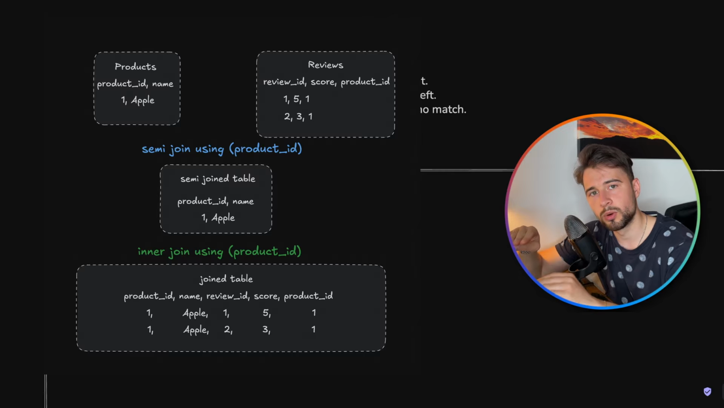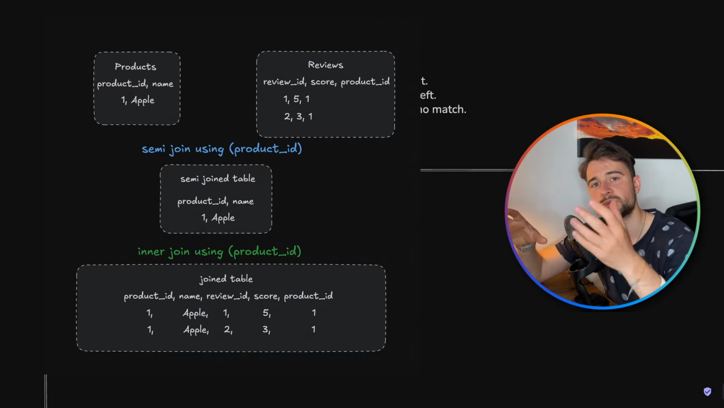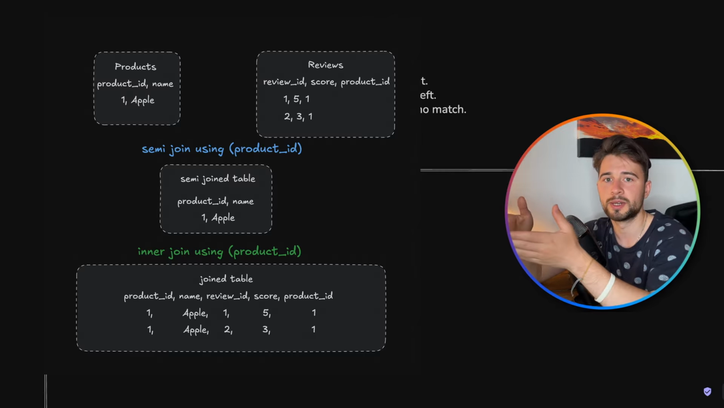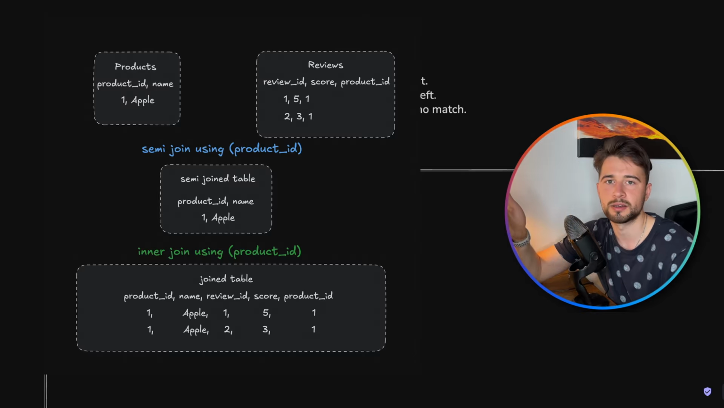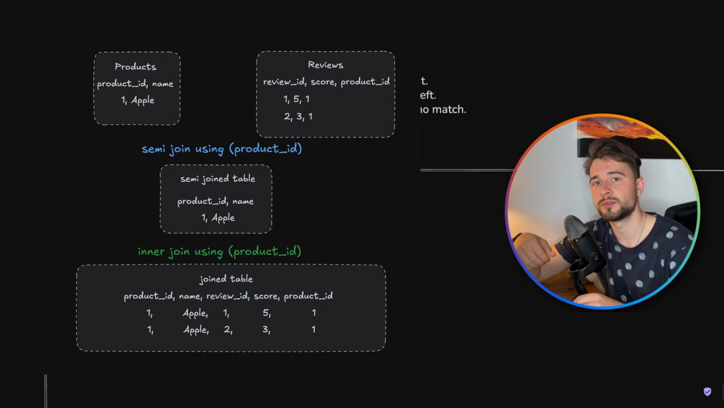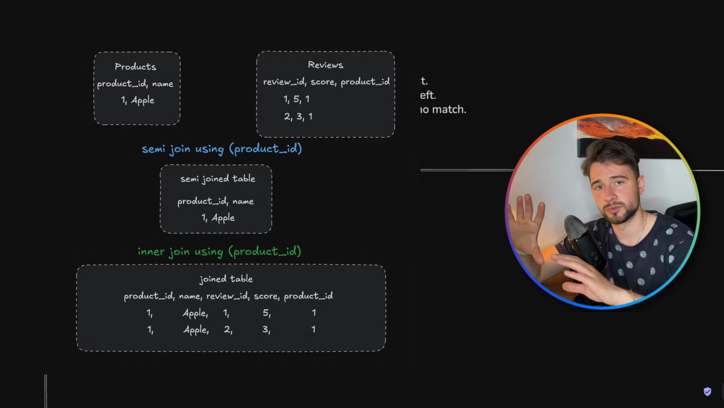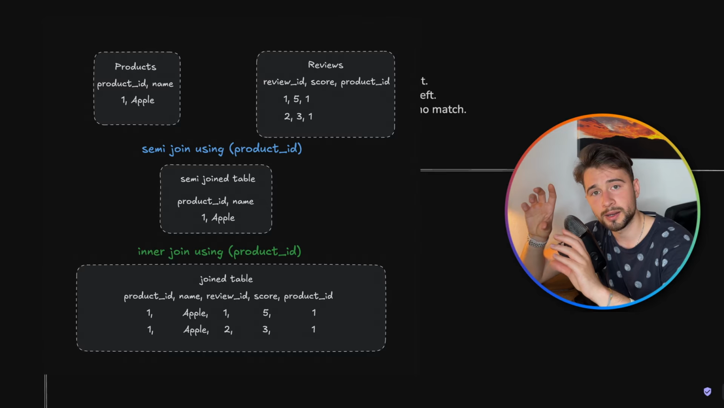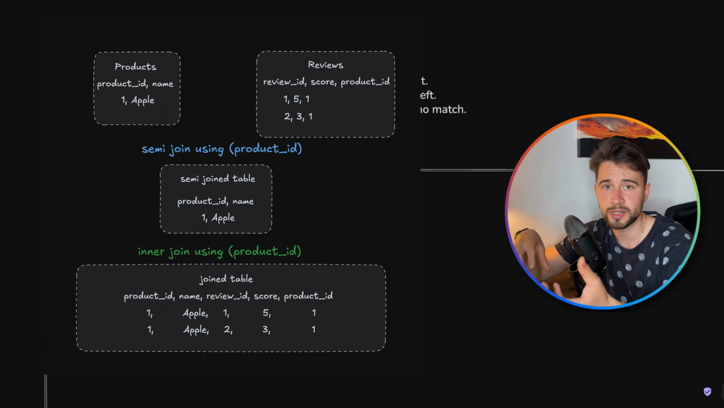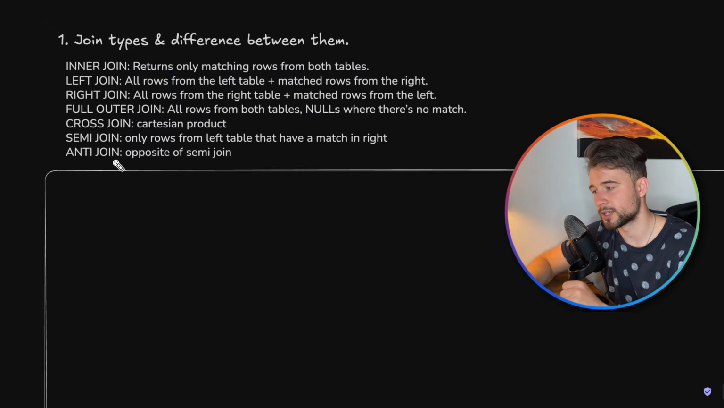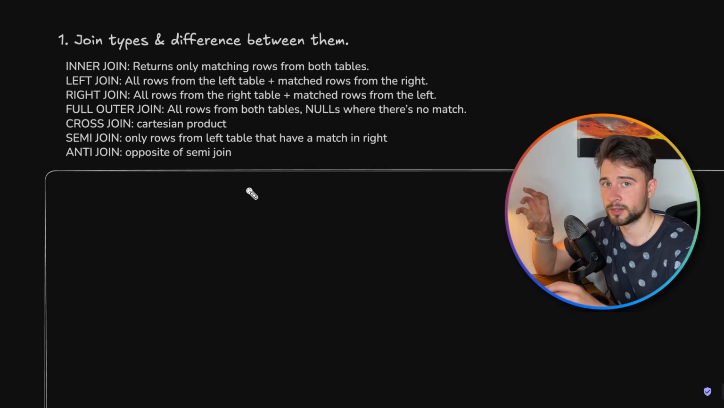So basically the goal of semi-join is to just perform a filtering. For example, to get only products that have at least one review. And when we do semi-join, we are not interested in the columns in the left table, but we just want to get rows from the left table that have a match in the right table. And the final join type that I'll mention is anti-join, and this one is just the opposite of semi-join. Basically, we will get rows from the left table that do not have a match in the right table.